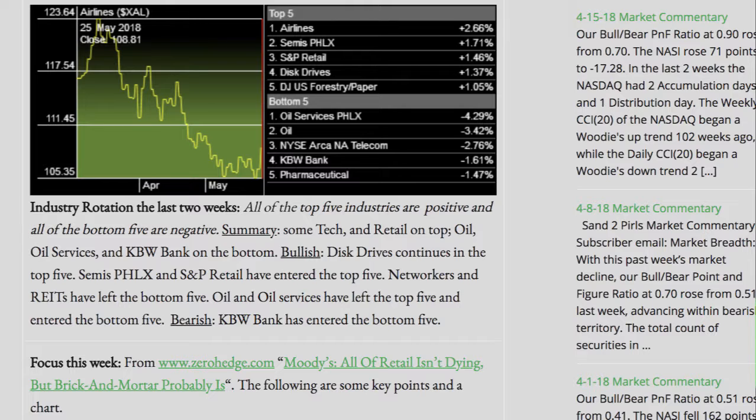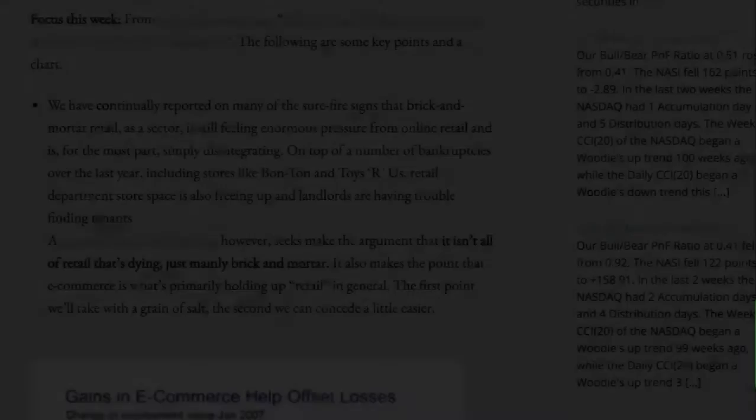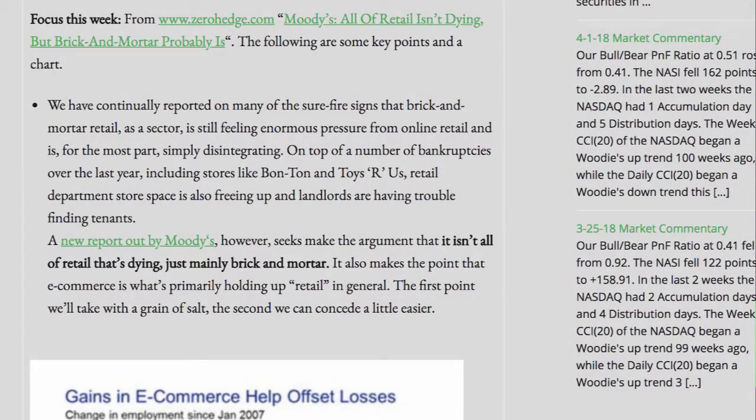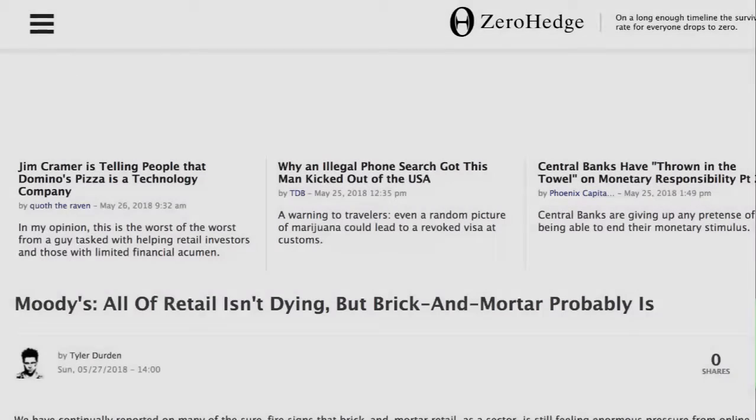Oil and oil services have left the top 5 and entered the bottom 5. Bearish, KBW Bank has entered the bottom 5. Focus this week from www.zerohedge.com. Moody's.